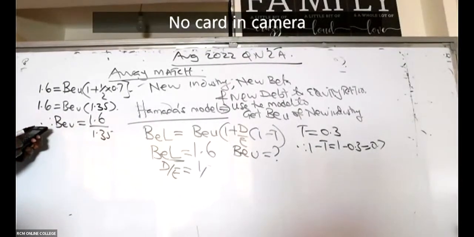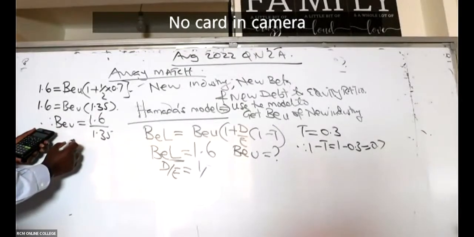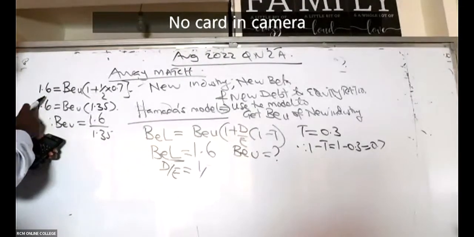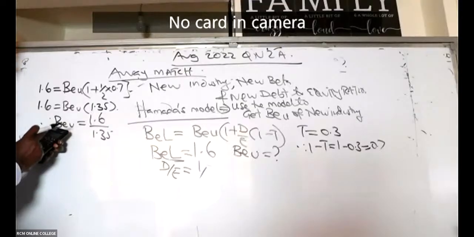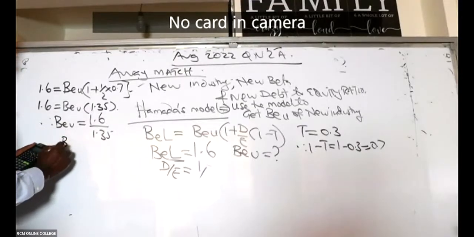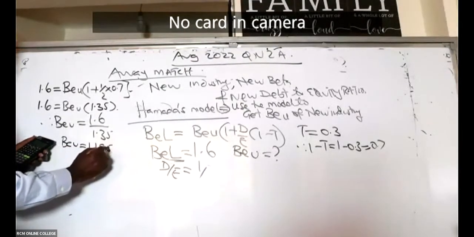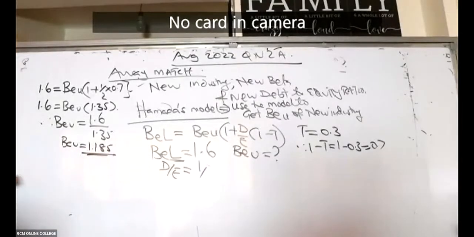So it will be 1.6 divided by 1.35, which gives me what here? I hope this is 1.6. So we have 1.6 divided by 1.35. I'm getting beta unlevered of 1.185. I saw you getting 2 point something, I don't know how you're getting it. This 1.185 is the one that is correct.